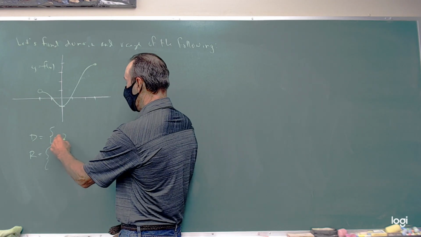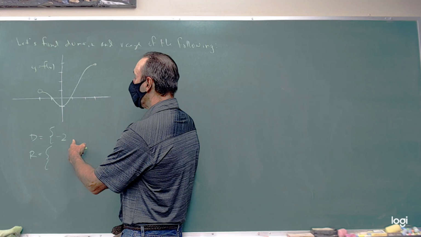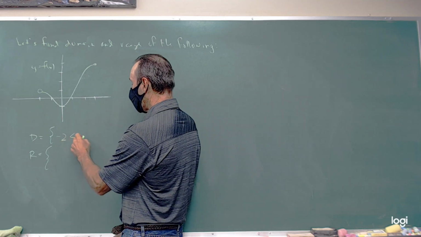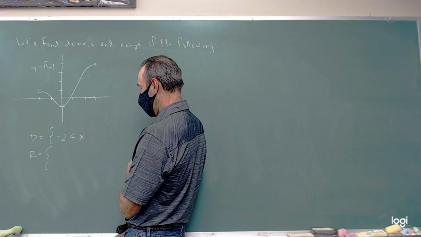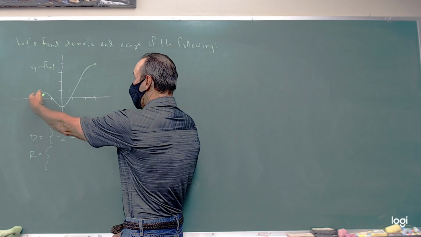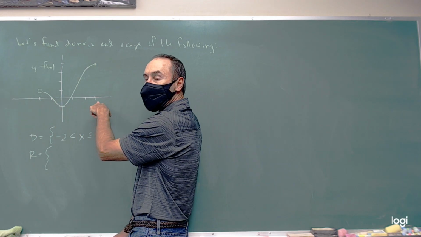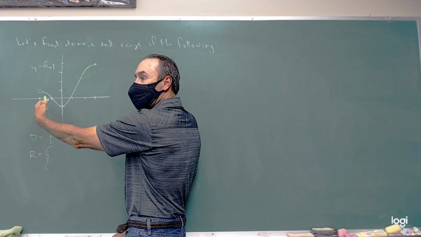Negative 2, less than, strictly less than, not equal to x. Good. And then less than or equal to 3. Good. So we're not including the negative 2 because of the open circle. We are including the positive 3 because of the solid dot. And we have all the values of x in between there.